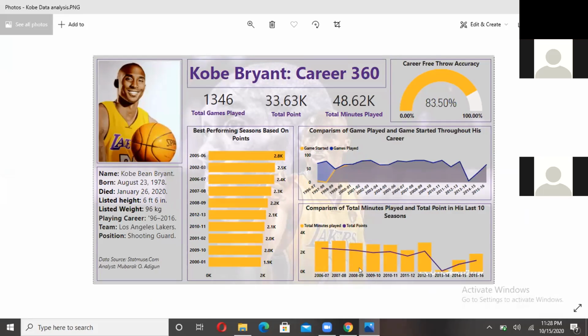So it's just telling some stories. You can see his best performing seasons based on points. I think a lot of people used to say 2000 and 2003 was his best year, but the data disagrees.